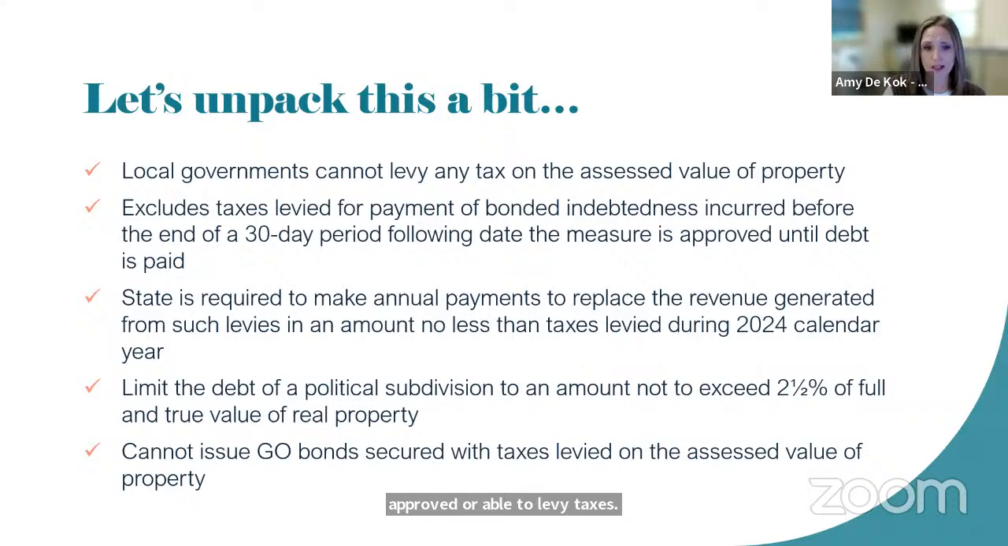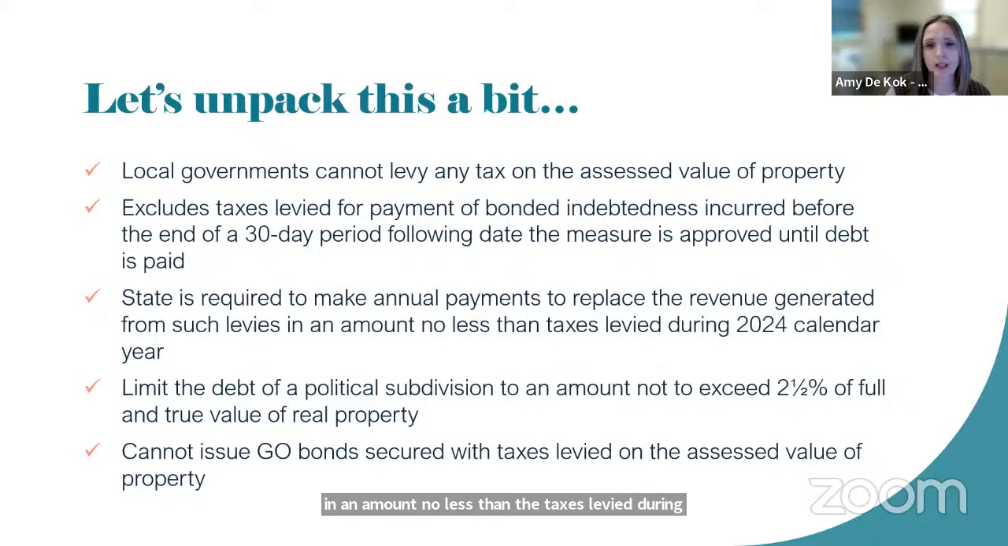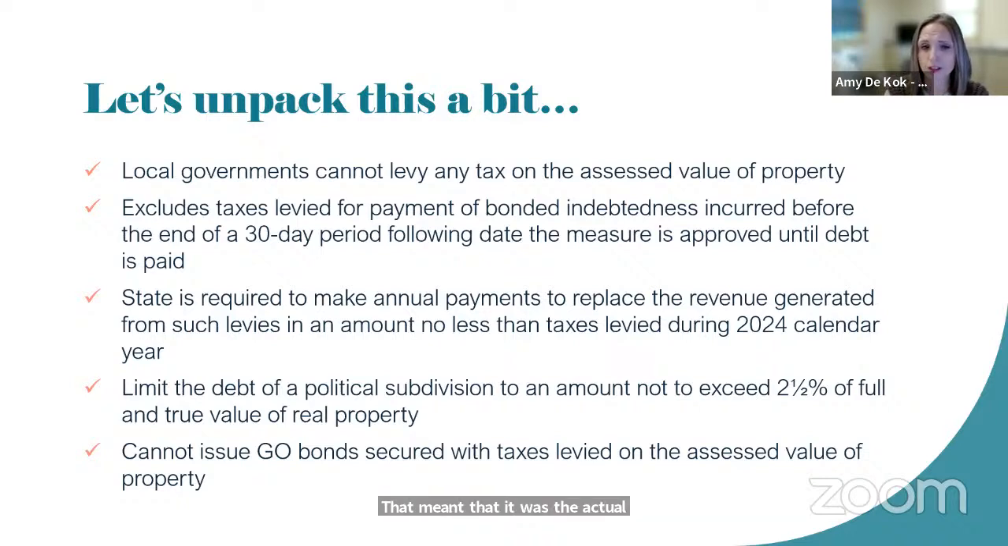The measure also requires that the state make annual payments to replace the revenue generated from those levies in an amount no less than the taxes levied during the 2024 calendar year. This part of the measure caused some confusion initially. We weren't sure if that meant the actual taxes that were paid during the 2024 calendar year, or the taxes based on your certificate of levy that you filed this fall, and that would be paid in the 2025 calendar year.